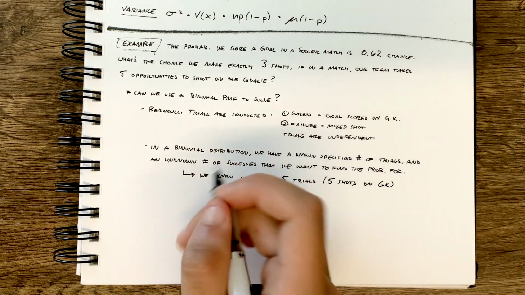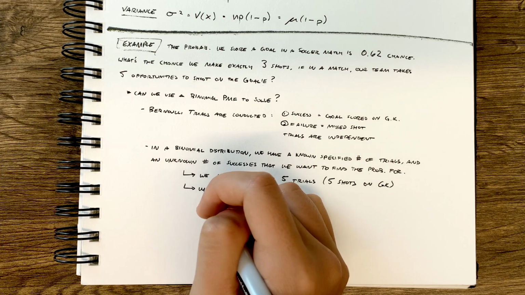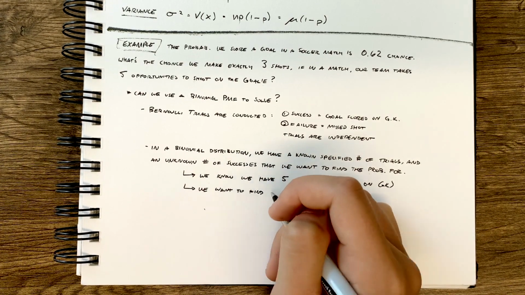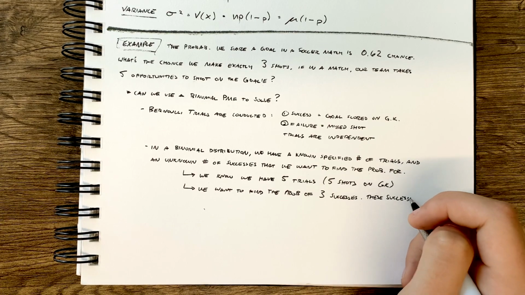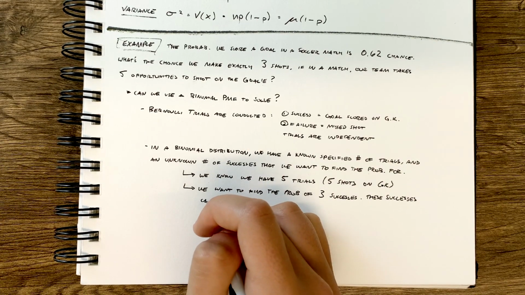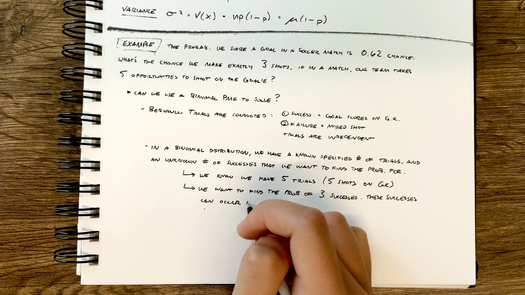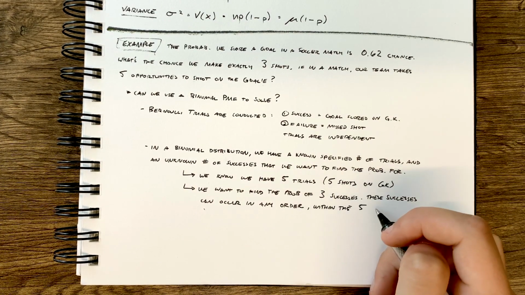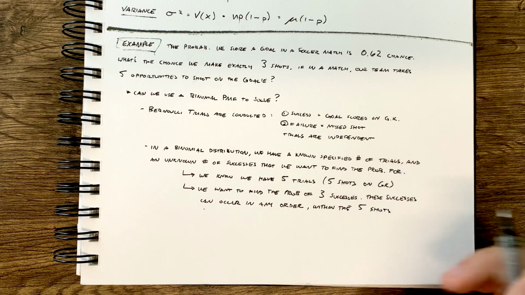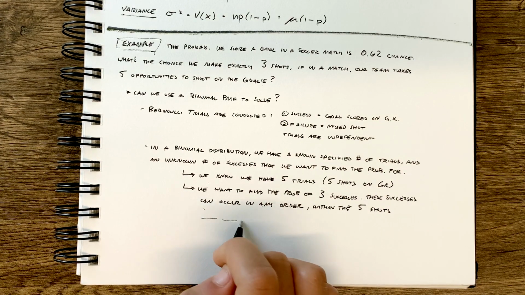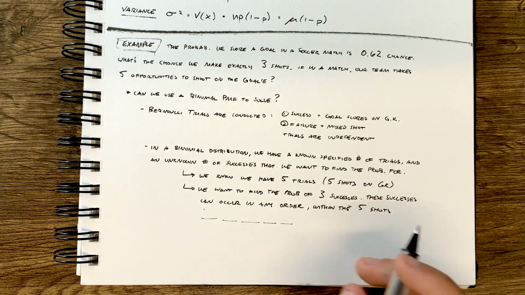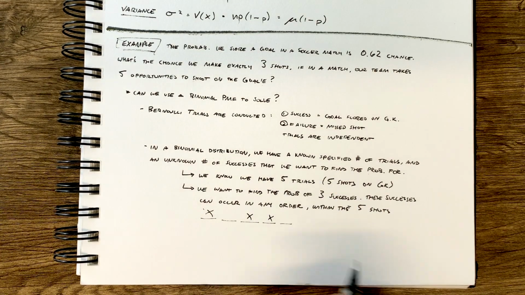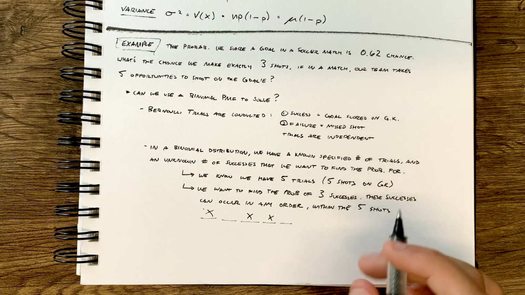So in this specific example, we know that we have exactly 5 trials. So we're shooting 5 times on the goalkeeper, and we want to find the probability that we make exactly 3 shots. So we want to find the chance of 3 successes. And in this case, these successes can occur in any order as long as they're within the 5 shots. And so for example, if we have, let's just say 1, 2, 3, 4, 5 shots, and we say that we make 3 here, here, and here. So our successes can occur anywhere as long as they're within the 5 trials.